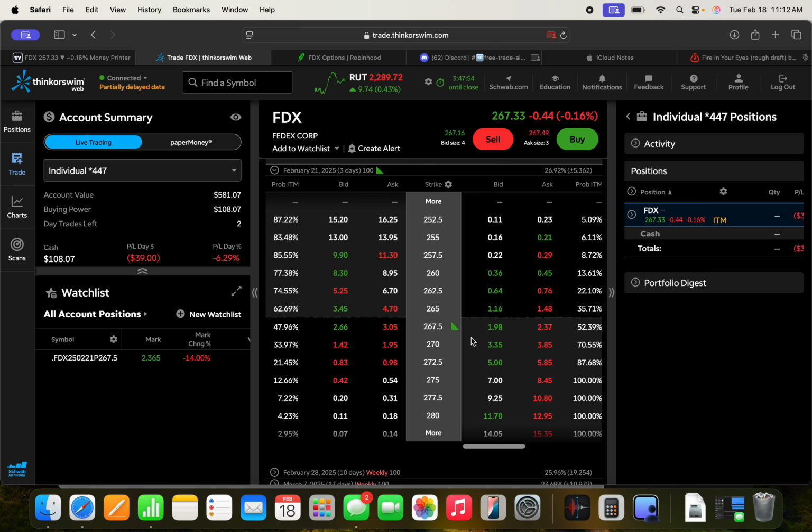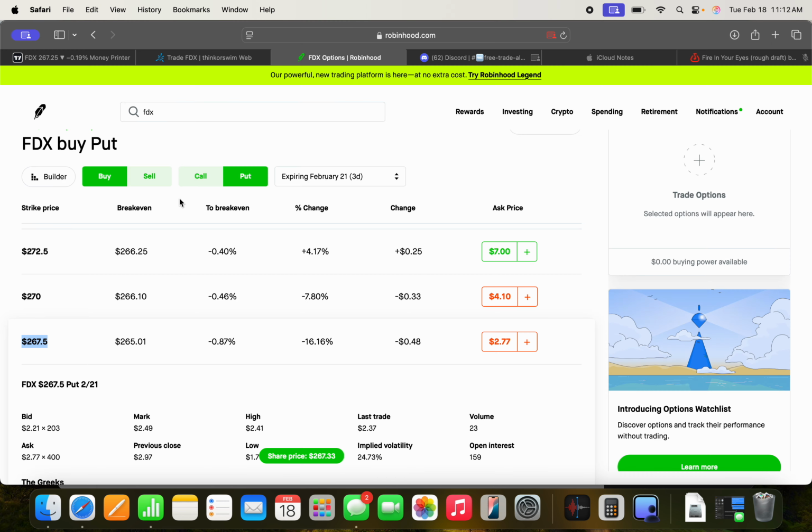Right? You find the strike price. Look on the side that corresponds with a put or a call. We call it a put, so it'll be on the right side. Calls will be on the left. On Robinhood, you go to buy, put.